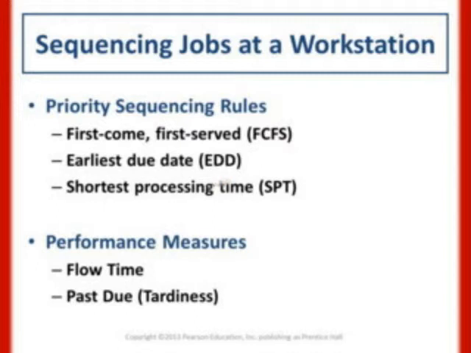And in this case we use two types of performance measures, the flow time. In fact, we computed the average flow time and the average past due. We wanted to minimize the average flow time. We wanted to minimize the average past due or the makespan. The makespan is the total completion time. So we wanted to minimize the makespan.